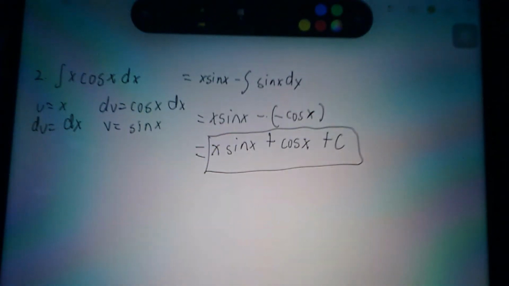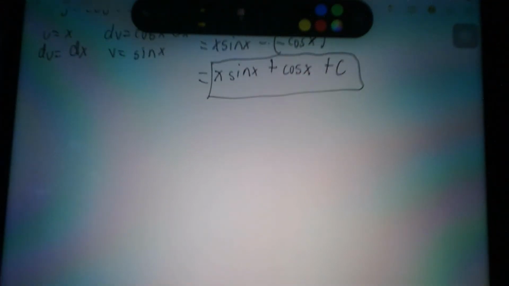Now we move on to problem number 3. Let's say we have the integral of x raised to 5 e^x dx. So for x raised to 5 e^x dx, we'll use a method that my teacher taught me, which is the DI method.